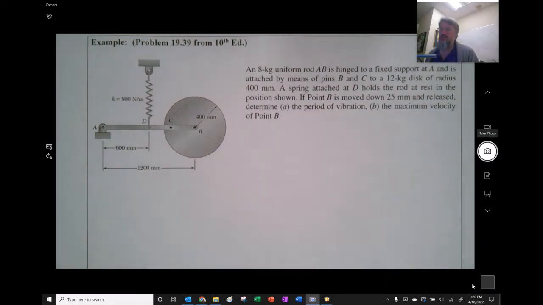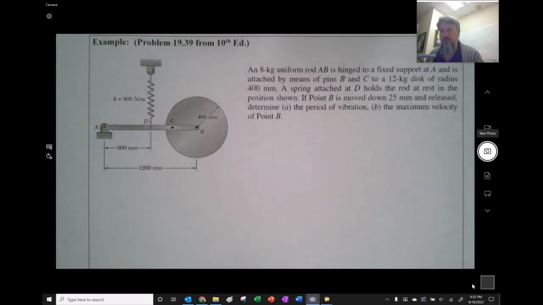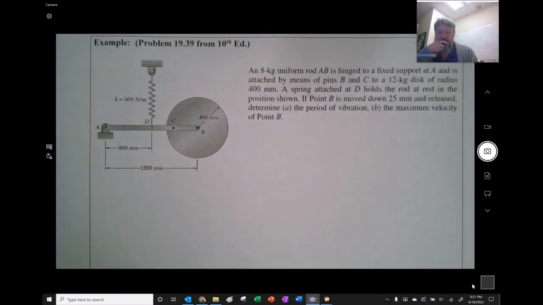All right, I started that video again and it did not go well, so here we are doing it one more time. All right, so we have another rigid body vibration example.